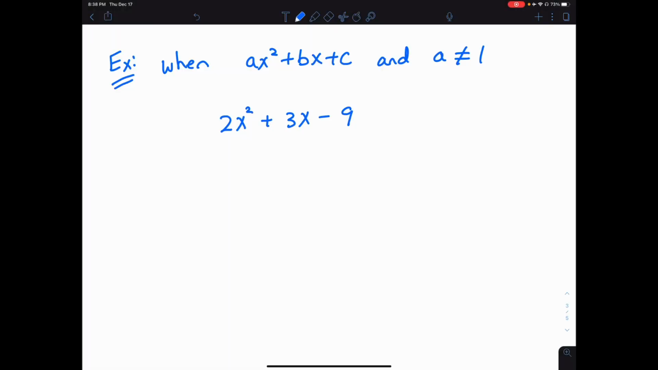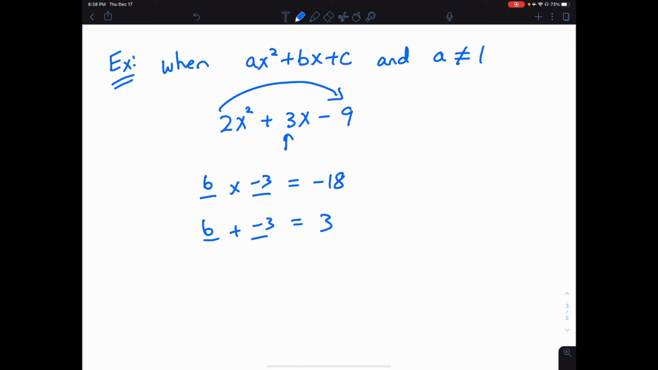Now what happens if a is not 1? So in this situation, we're going to see that a is 2 and c is negative 9. So again, two numbers multiplied such that when I multiply them, we get negative 18, because 2 times negative 9 gives us negative 18. And two numbers that give me 3 when added together. So which two numbers when I multiply give me negative 18, but when I add them give me 3? This will have to be 6 and negative 3. Since it satisfies both conditions, we know this is correct.